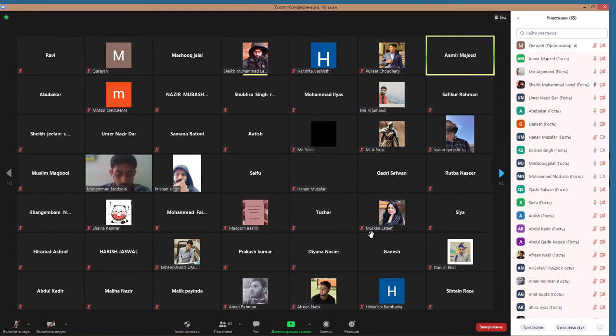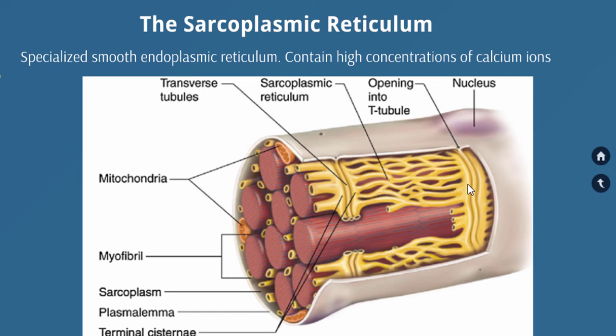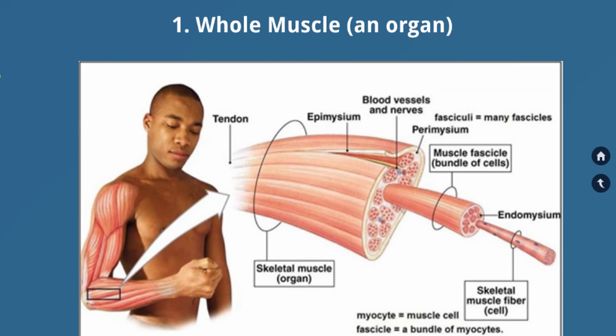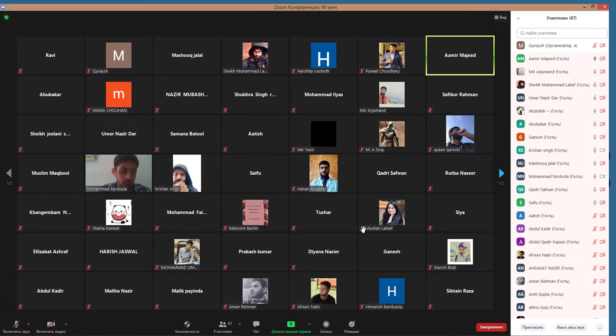The sarcoplasmic reticulum is a yellow color in this picture. The sarcoplasmic reticulum is a specialized part which stores, releases, and retrieves calcium ions, okay? Whole muscle, and fascicles. A fascicle is several muscle fibers, several muscle cells surrounded by special fascia. Okay, have you got it?